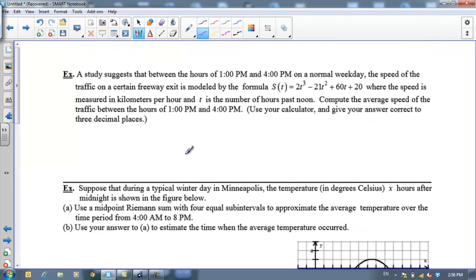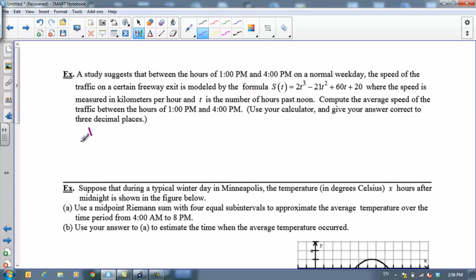Okay, so let's look at another example here. Studies suggest between the hours of 1 and 4 on a normal weekday, the speed of the traffic on a certain freeway exit is modeled by this formula. So this is the speed formula, measured in kilometers per hour. T is the number of hours past noon. So we want to compute the average speed of the traffic between the hours of 1 and 4. So I want to find the average height of this graph between 1 and 4.